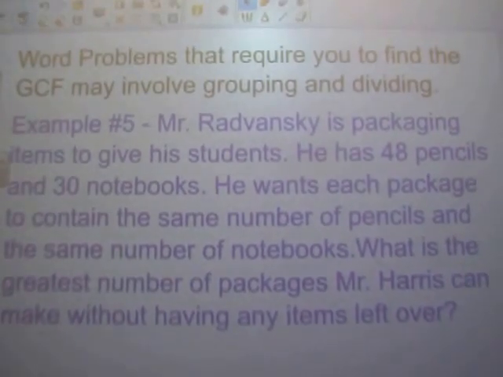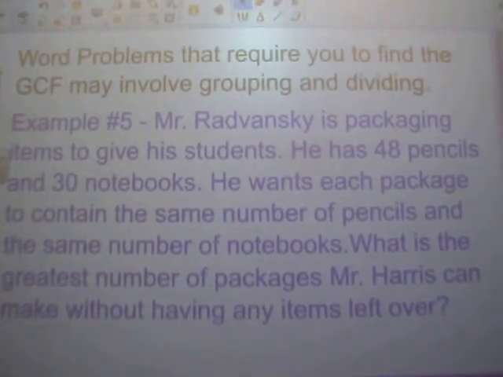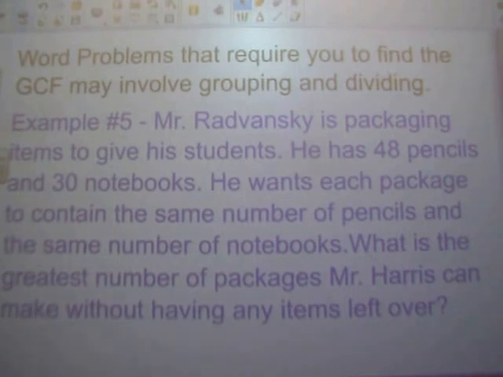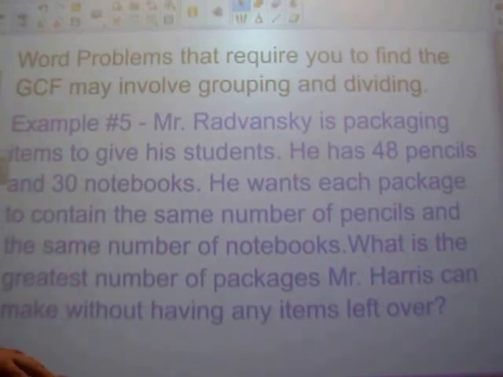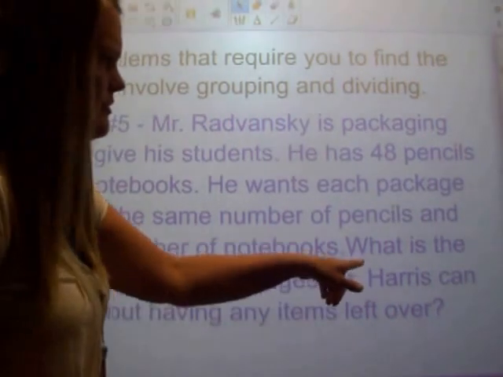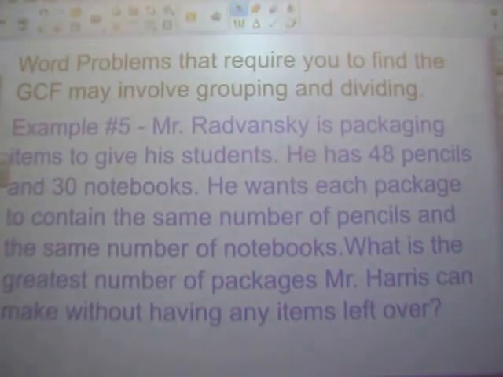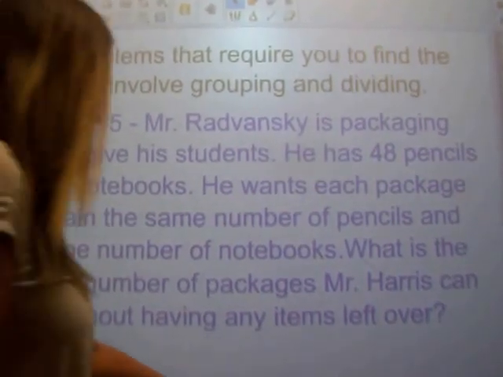Word problems that require you to find the GCF may involve grouping or dividing. So in this example it says, Mr. Advansky is packaging items to give his students. He has 48 pencils and 30 notebooks. He wants each package to contain the same number of pencils and the same number of notebooks. What is the greatest number of packages Mr. Advansky can make without having any items left over?